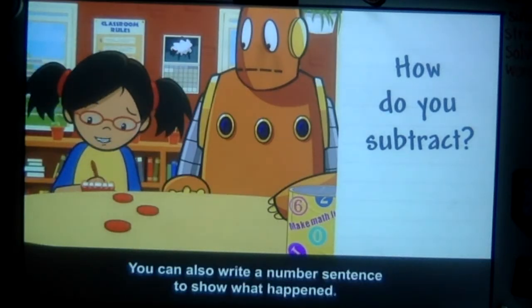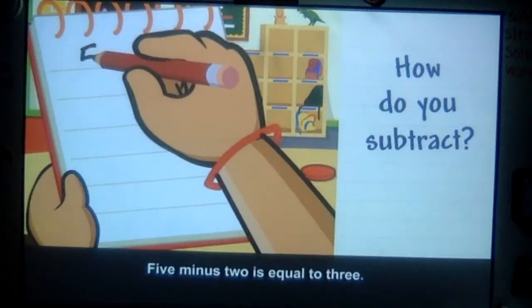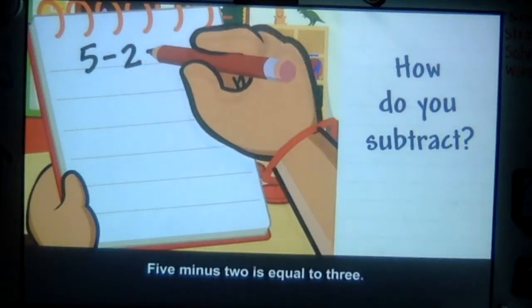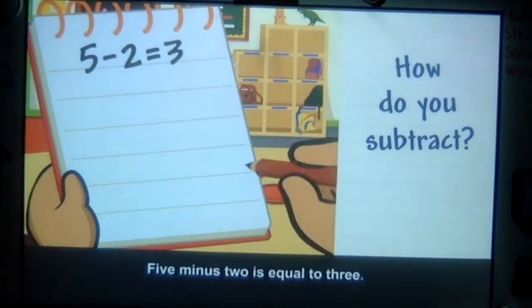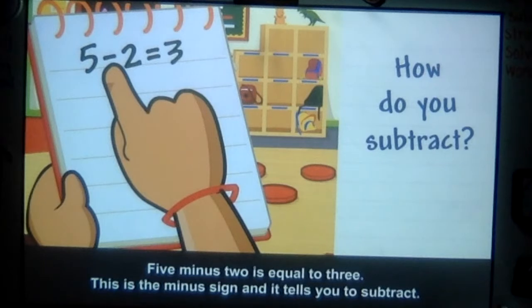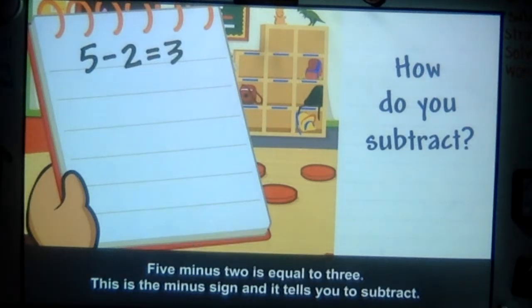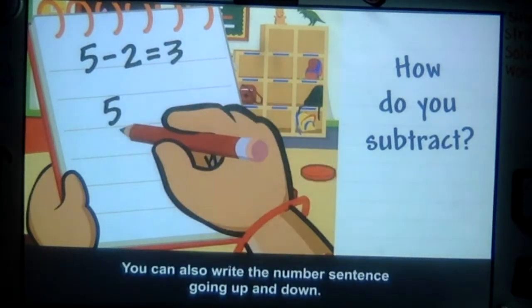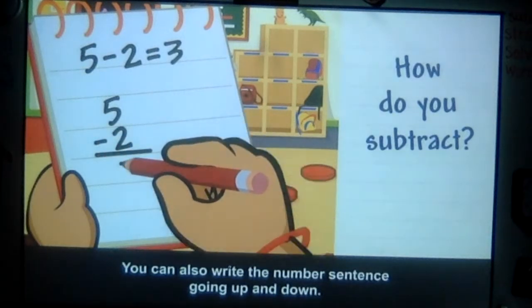You can also write a number sentence to show what happened. 5 minus 2 is equal to 3. This is the minus sign, and it tells you to subtract. You can also write the number sentence going up and down.